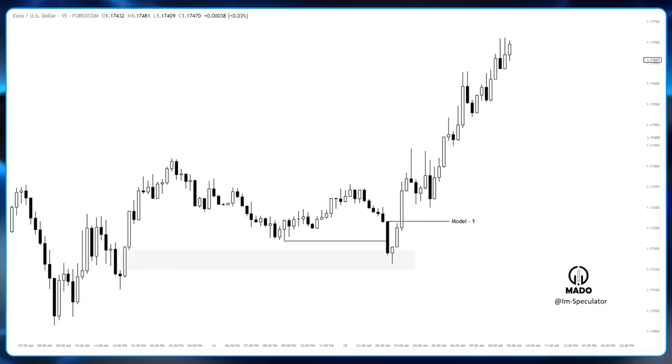Now, is that a problem? Not really. That's just trading. You've got to accept that missing trades is a normal part of the business. It's way better to miss a trade than to force something and take a loss. Think about it. Missed trades cost you nothing, but forced trades can damage your account and your psychology.